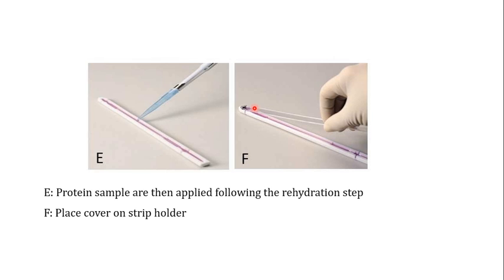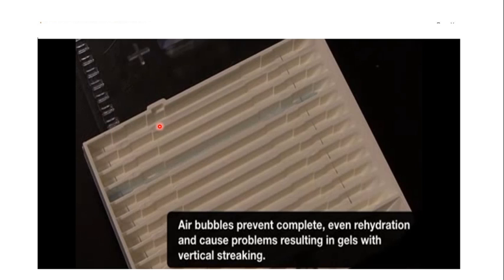And the last step is that you have to place the cover on the strip holder, so as to eliminate environmental variations. This is the tray or the strip holder when you are using multiple IPG strips. But one of the important things to keep in mind is that you have to prevent the formation of air bubbles, because the formation of air bubbles can create problems, resulting in vertical streaking. And when the bubbles are there, they affect the separation of the proteins in the IPG strips.